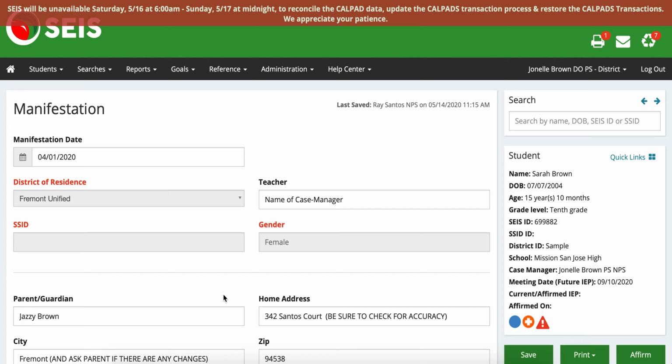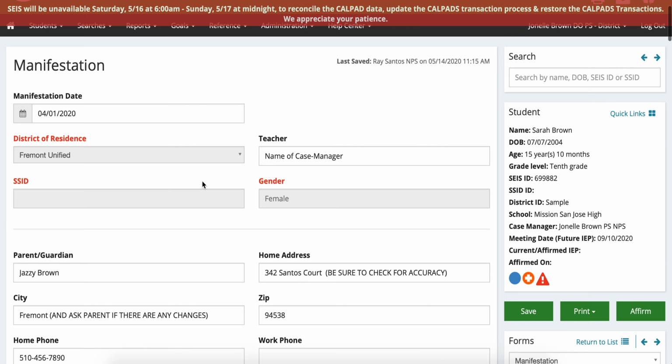Just be sure that these things that are gray cannot be changed because it's actually pulled from the student information system. So you're going to make sure that you have the date that you're holding the manifestation, who the case manager is. Again, this information will be filled out because we have a fake student. We don't actually have a school ID number, so that's why this area is blank.